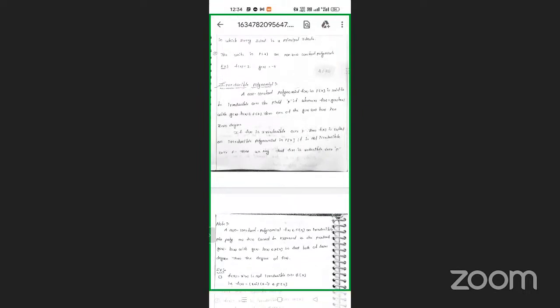This is the definition. A non-constant polynomial f(x) is said to be irreducible whenever f(x) = g(x) h(x), with g(x), h(x) belonging to R[x], and one of g(x) or h(x) is a 0th degree polynomial. That is, in these two polynomials, at least one of the polynomials is a constant polynomial.